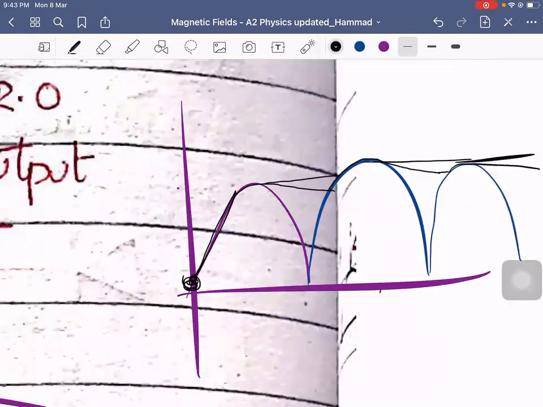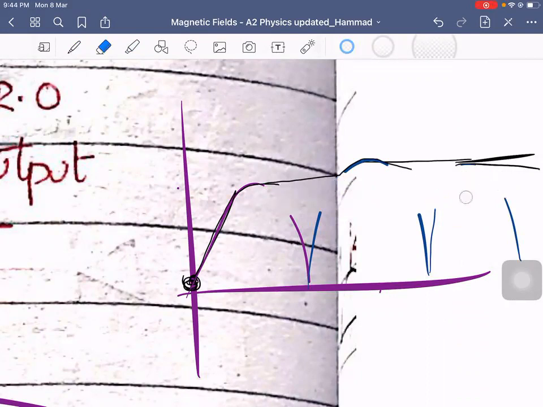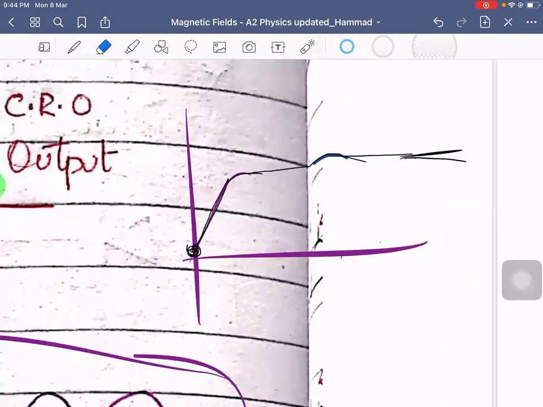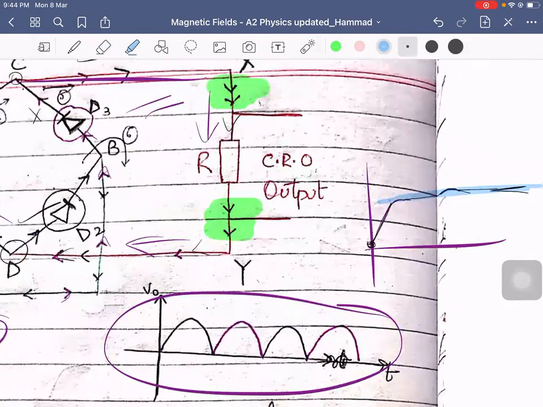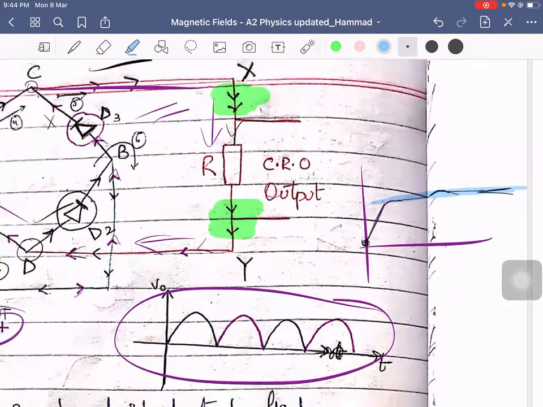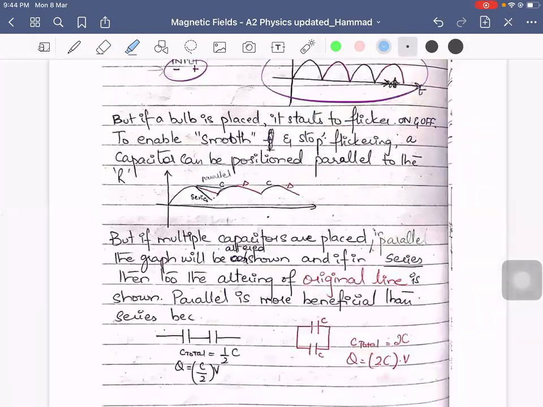And therefore, if you rub off these solid lines, you will notice that this is approximately a straight line. And therefore, you can say you have successfully converted an AC supply into a DC supply using diodes and capacitors. So this is the whole point.